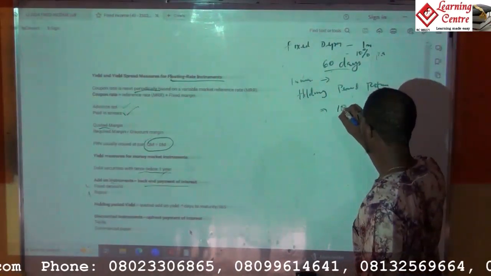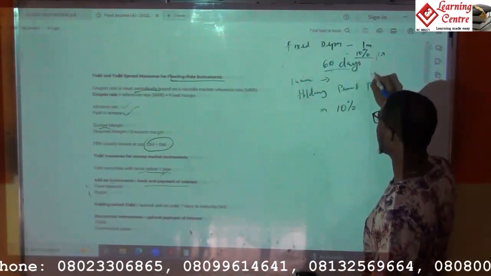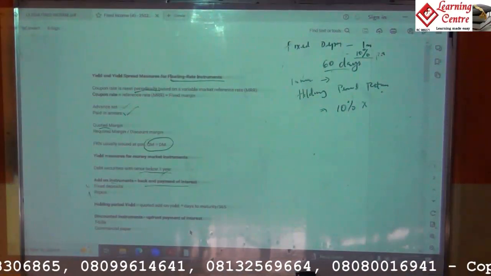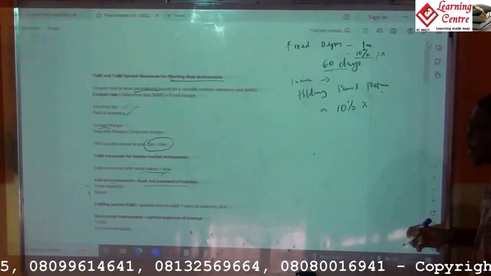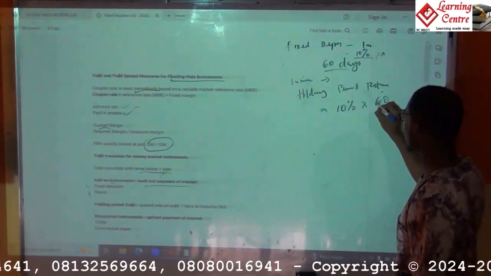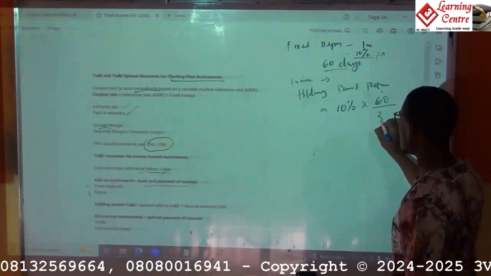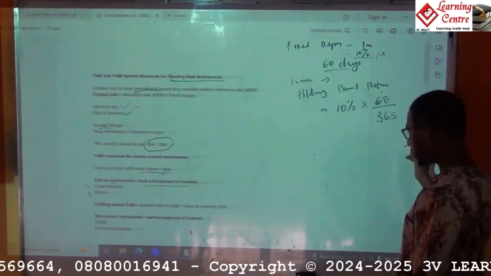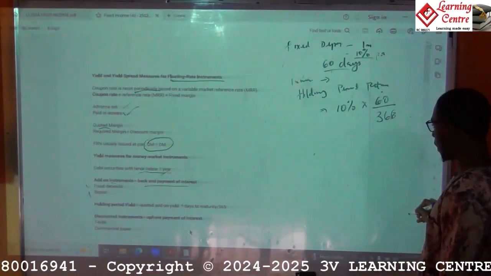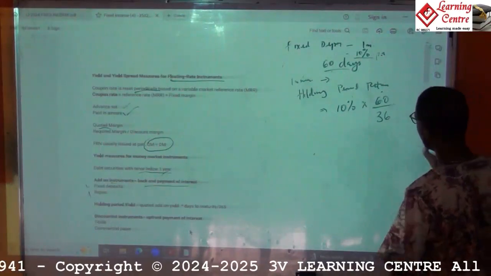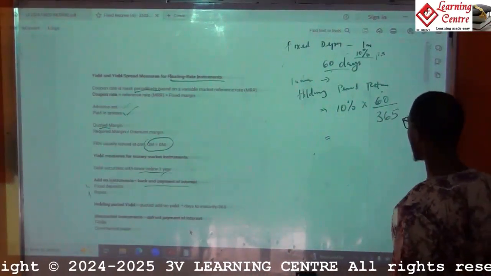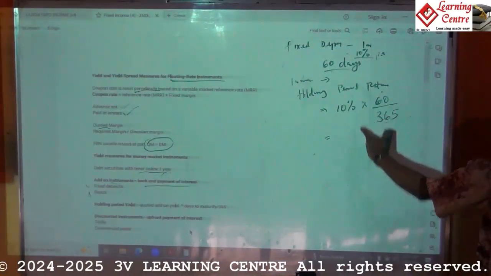We're going to take our 10% that we promised per annum and de-annualize it. That means I calculate the rate for the number of days I'm holding the instrument. So I'm holding for 60 days out of usually 365. Actually this year is 366, but we can use 365. So let's punch our calculator: 60 by 365 times 10%.